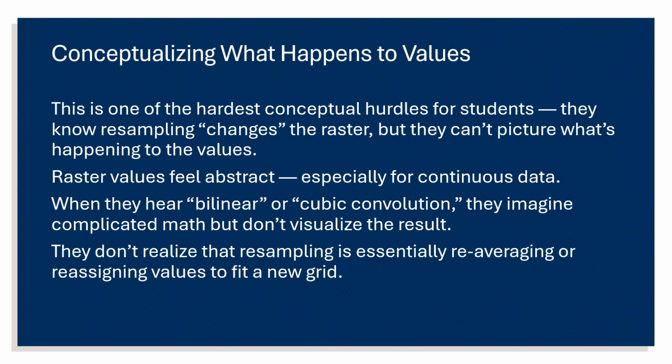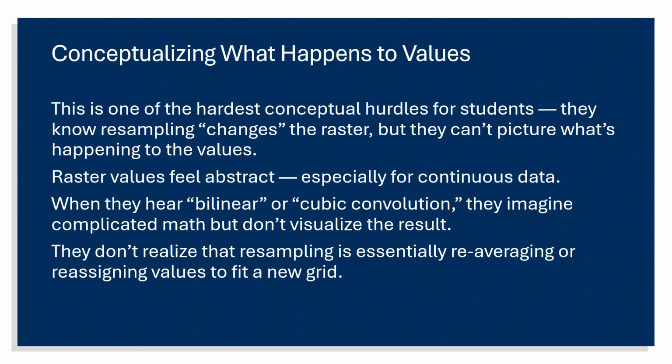As far as what actually happens to the values, this is one of the hardest conceptual hurdles for students. They know resampling changes the raster, but they can't picture what's actually happened to the values. The raster values feel abstract, especially for continuous data. And when they hear bilinear or cubic convolution, they imagine complicated math, but they don't visualize what's actually going on. They don't realize that resampling is essentially just reaveraging or reassigning values.